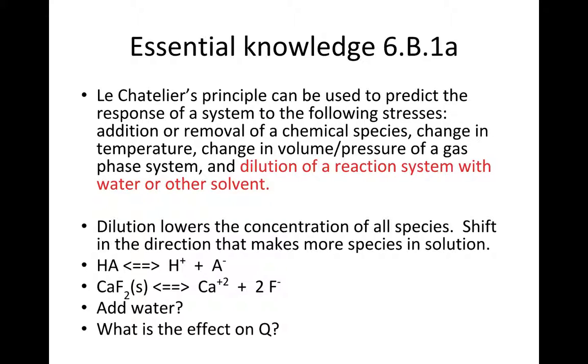The second reaction is calcium fluoride solid making calcium plus 2F minus. Now the calcium fluoride solid is not even in solution. It's a solid. So remember, it doesn't affect anything about the equilibrium. But diluting this solution would cause a shift to the right. It would cause more calcium fluoride to dissolve. In order to adjust to reach the new equilibrium, we would shift in a direction that makes more ions in water. Now, if you think about this, what we're really talking about here is a saturated solution with some solid sitting on the bottom. If you add more water, more of the solid is going to dissolve.